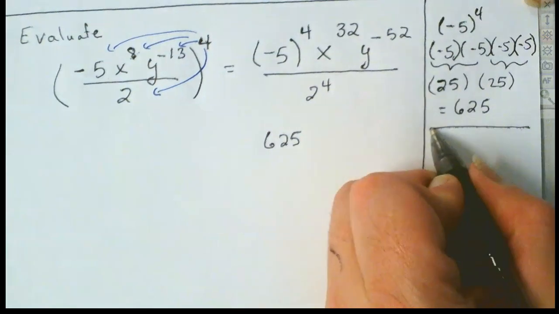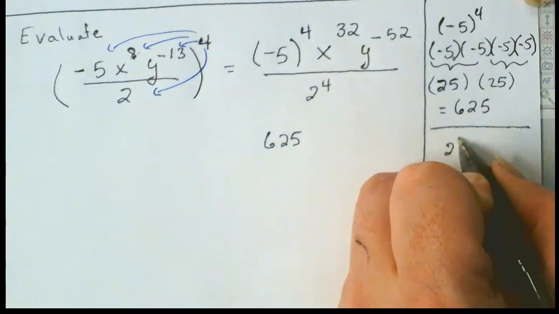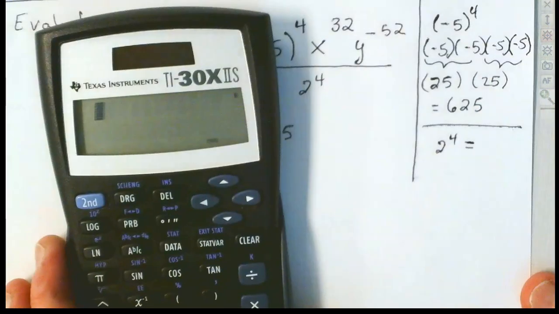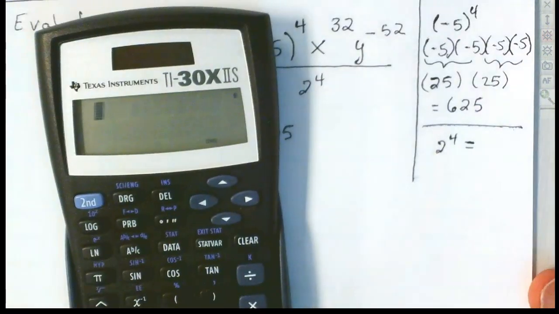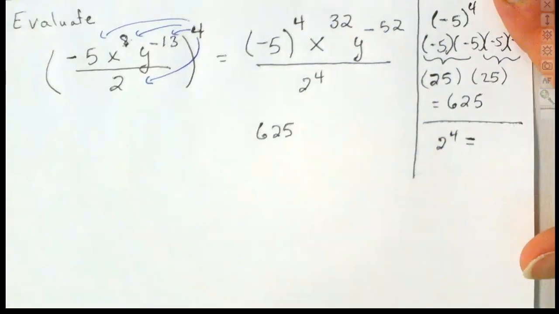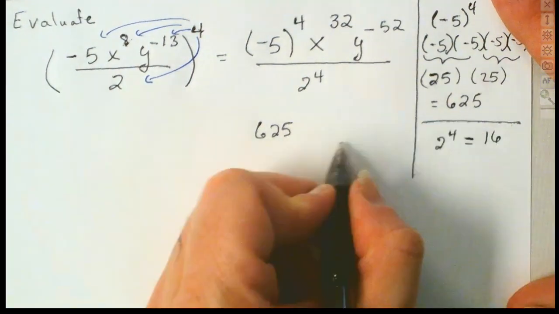And then what about 2 to the 4th? No negatives, so you can just use your calculator. And I'll just put it up on the screen so you can see how it's done again. 2 to the 4th power. How would you do that in your calculator? You hit your 2, hit your caret or your YX key. 4, and what does that come out to give you then? 16. So that's going to go down below.